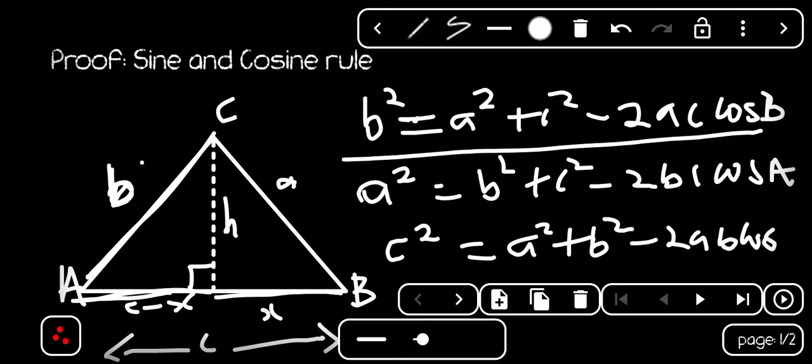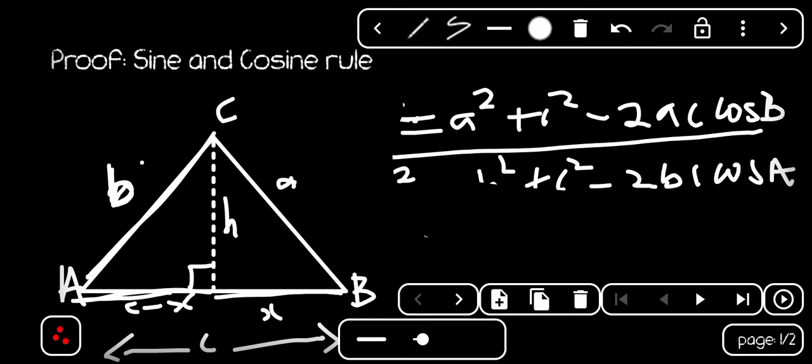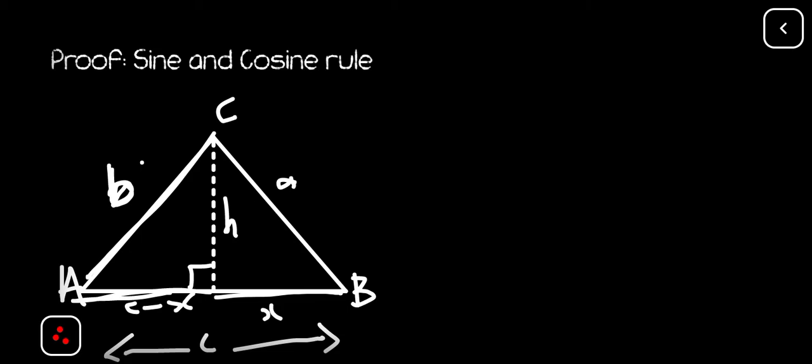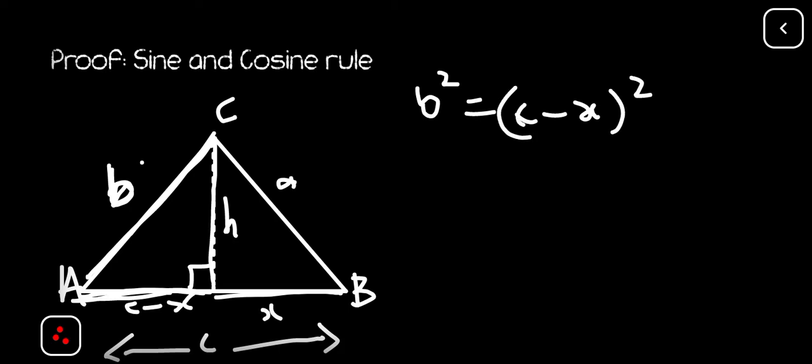Let me clean this. We have to start with the Pythagoras theorem using this triangle. So we have here b squared, which is the hypotenuse, is equal to what? This is the opposite, and this is the remaining side. So we have this side first, c minus x. Now, how is it c minus x? I think I explained that, but I'll explain that again. So we have (c minus x) squared plus h squared, right?